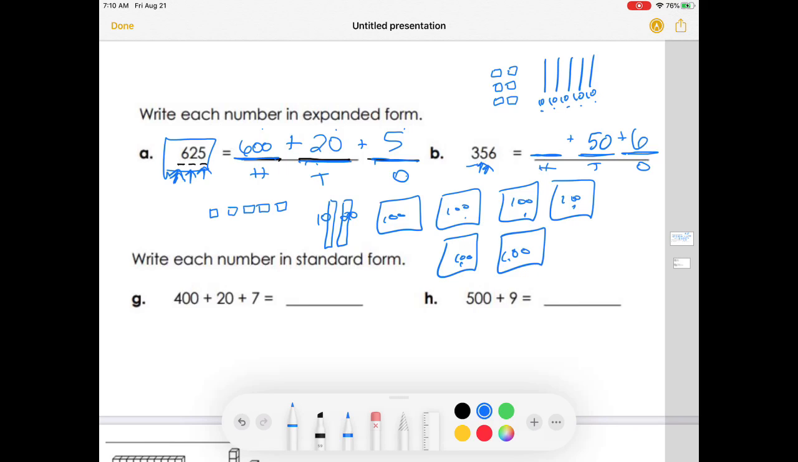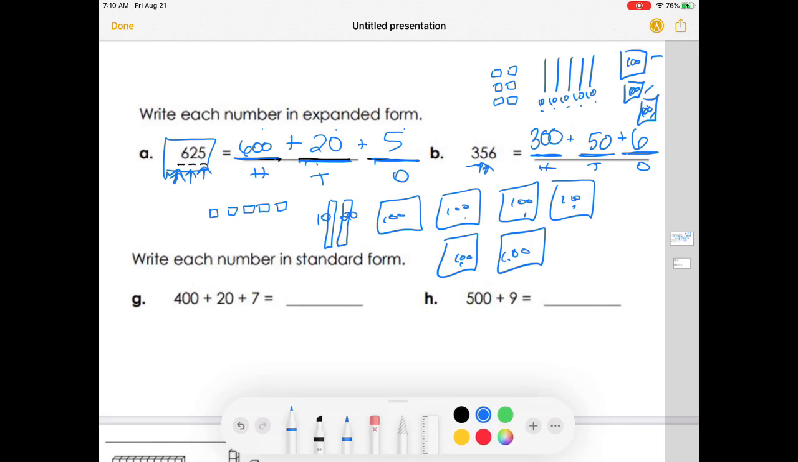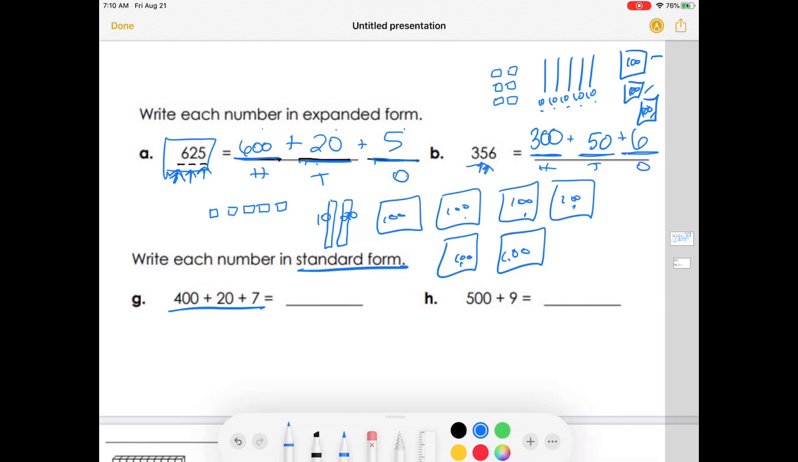And in my hundreds place, I have a 3. That means I have 300 squares. 100, 200, 300. Now this one's a little different. This you have to put it all together into standard form. So it's given to you in expanded form, and you need to put it together.